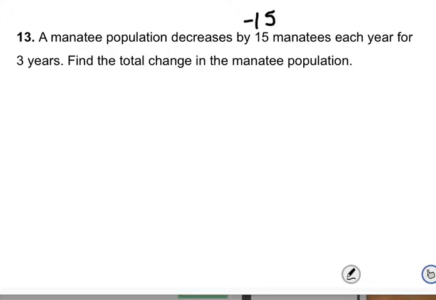How are you going to determine it, John? Okay, but how would I work it though? Negative 15, do what with the 3? Add it or multiply it? Negative 15 times 3. How many manatees is the population changing? What's the total change there, Paige? 45.